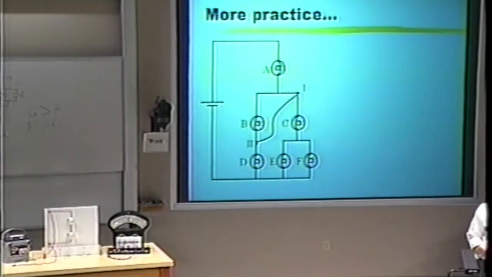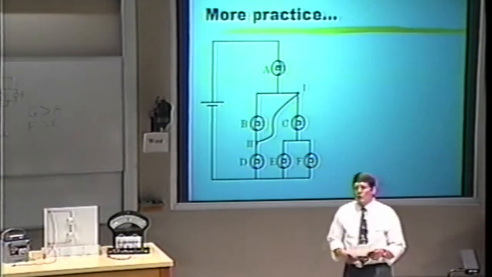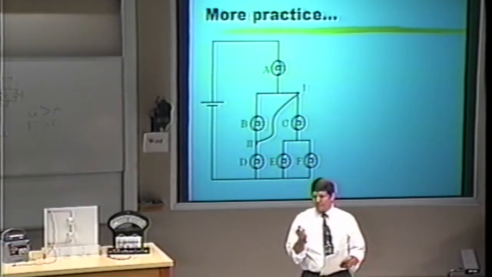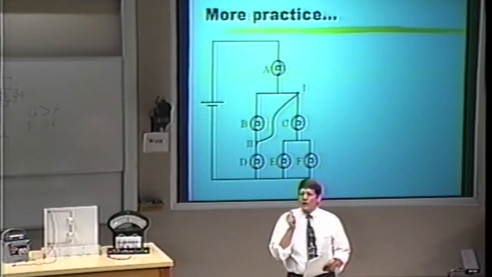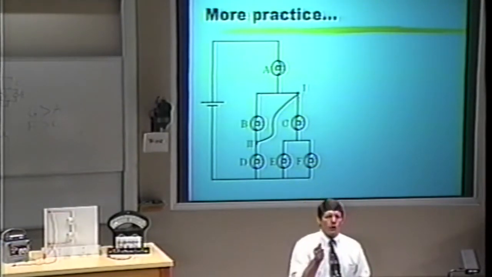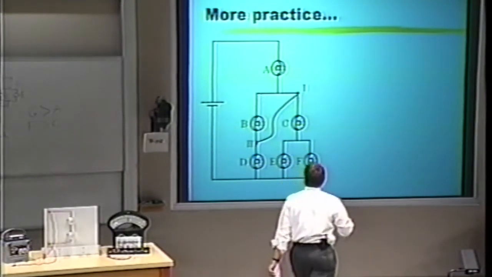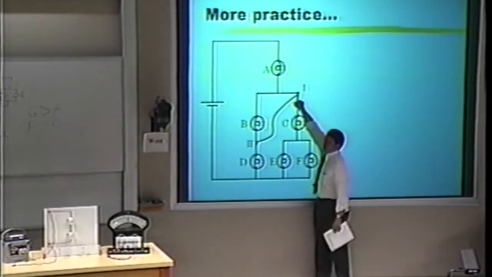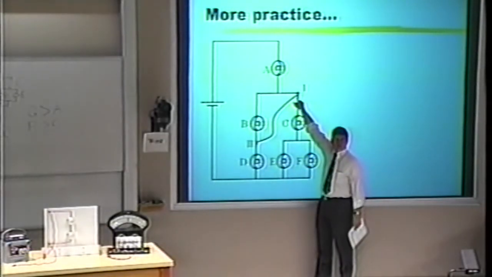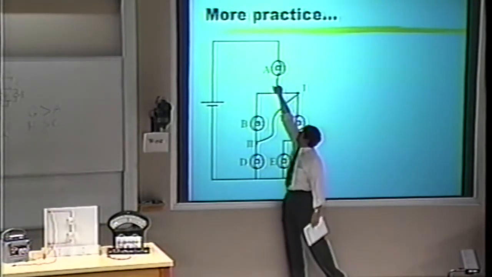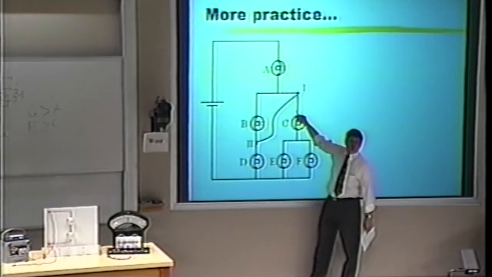Let me give you a tool that you can use when solving these problems. That tool is your ability to redraw the circuit. You can redraw it any way you like as long as you don't change any of the electrical connections. What that means in practice is that I can connect this wire here anywhere along these other wires as long as I don't cross a bulb or a battery, as long as I don't cross a circuit element.